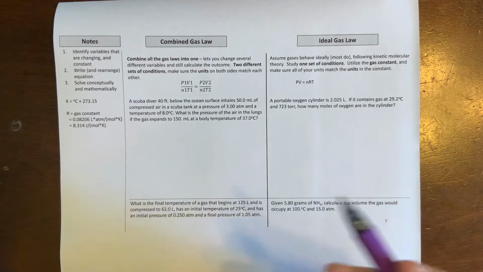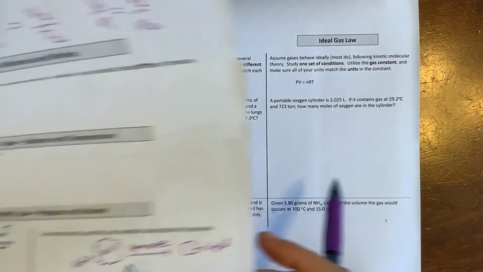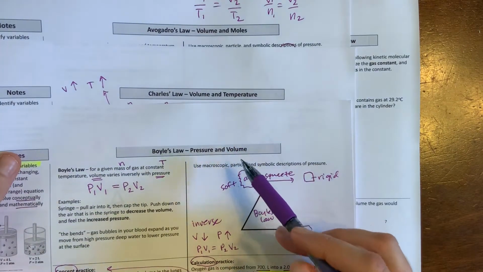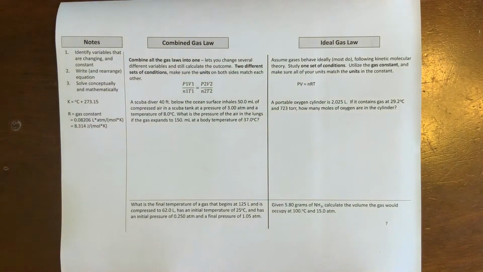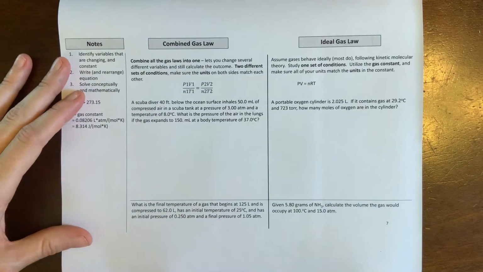So we've been working on gas laws, and now we're going to make them extra useful by combining them all together. The three laws we've looked at, Avogadro's law, Charles' law, and Boyle's law, we're going to take all of these equations and put them together into what we call the combined gas law.